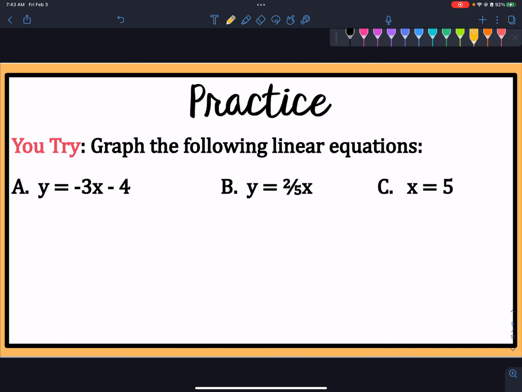Okay. I would like for you guys to try these 3 questions. Can you graph these on your own? When you're done graphing these, unpause the video and I'm going to show you the answers to these 3 graphs.